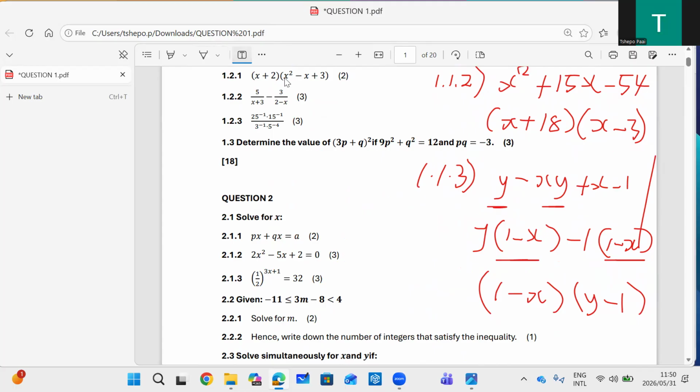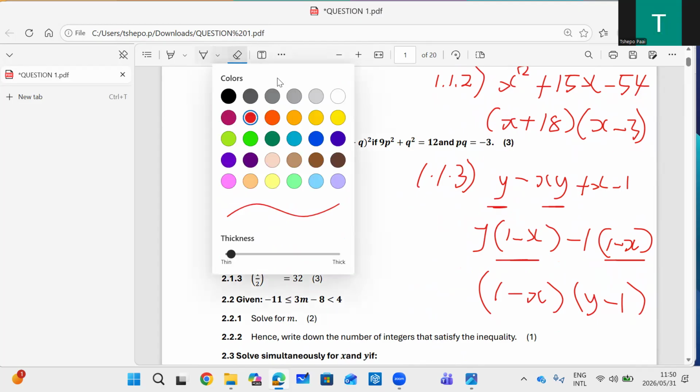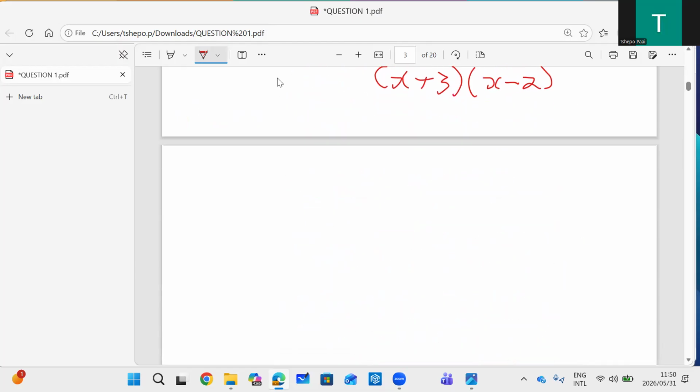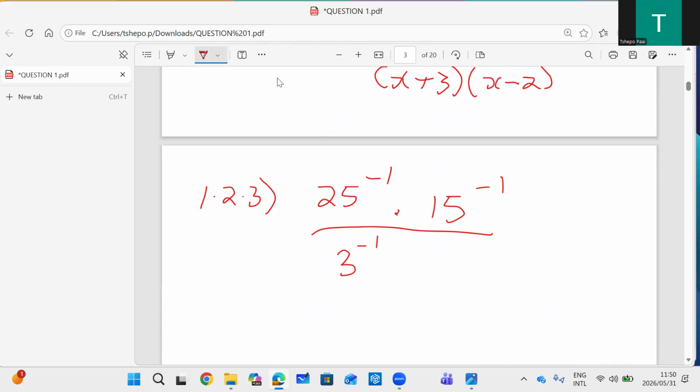Let us look at that one. There you are given 1.2.3, 25 to the exponent minus 1 times 15 to the exponent negative 1 all over 3 to the exponent negative 1 times 5 to the exponent negative 4.